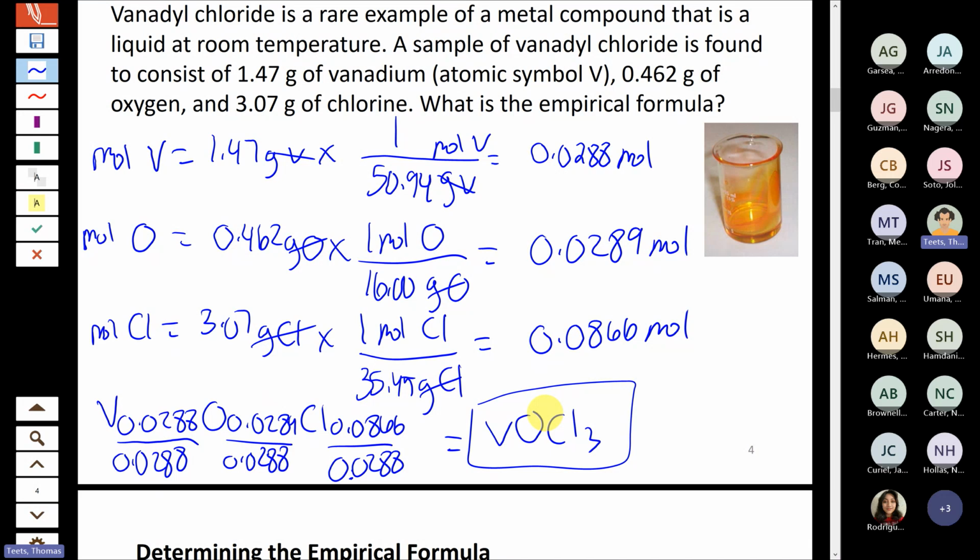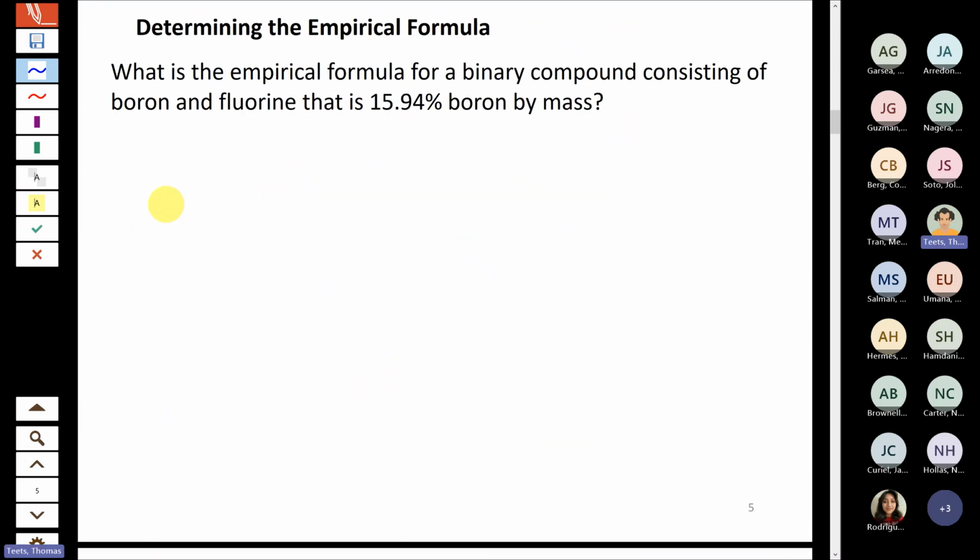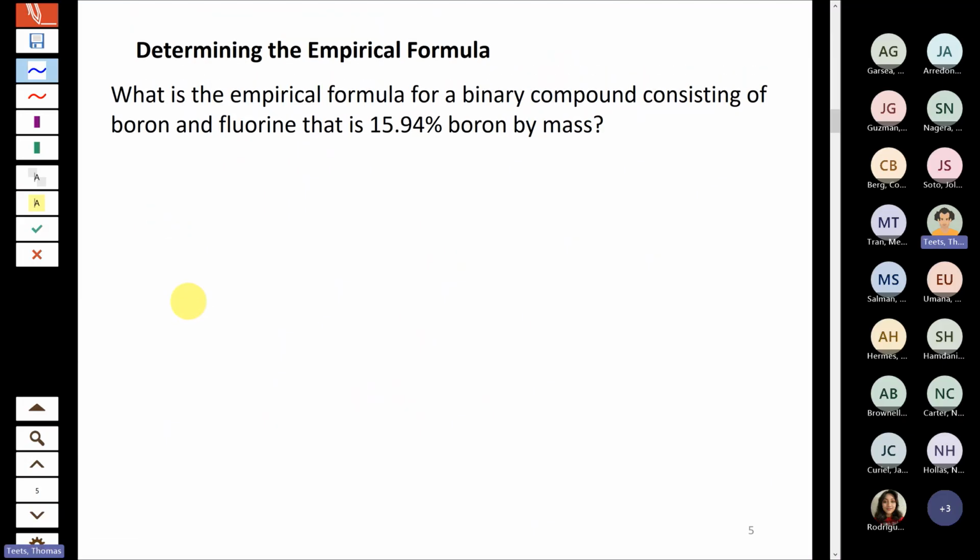All right, so then the next one is one that involves mass percents. So it's almost exactly the same. So here we want to find the empirical formula for a binary compound consisting of boron and fluorine that is 15.94% boron by mass. So this one we don't have nearly as much information, so how do we proceed? The first thing is to realize that this keyword here, binary, we've seen it a few times before, means there's only 2 elements in the compound. So boron and fluorine are the only 2 we have to worry about. There's not a third one in this case.